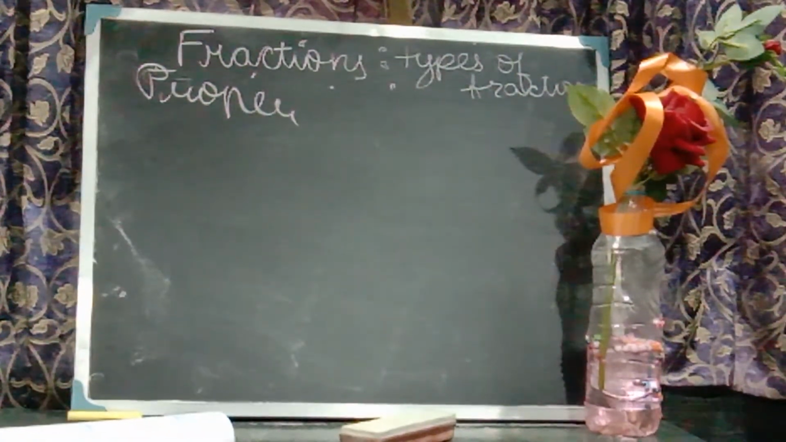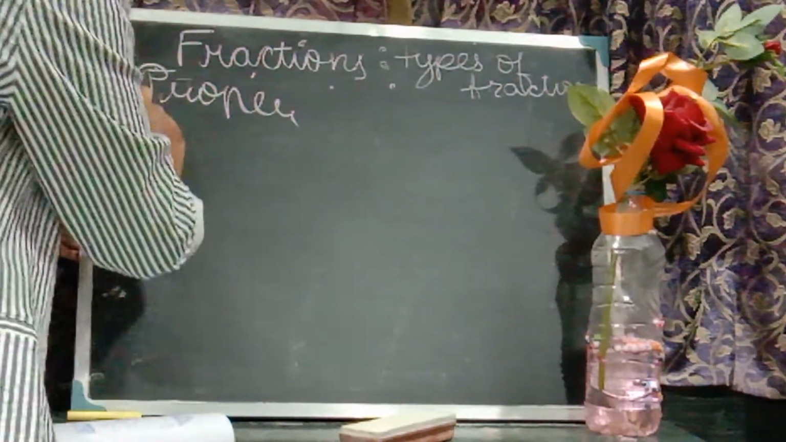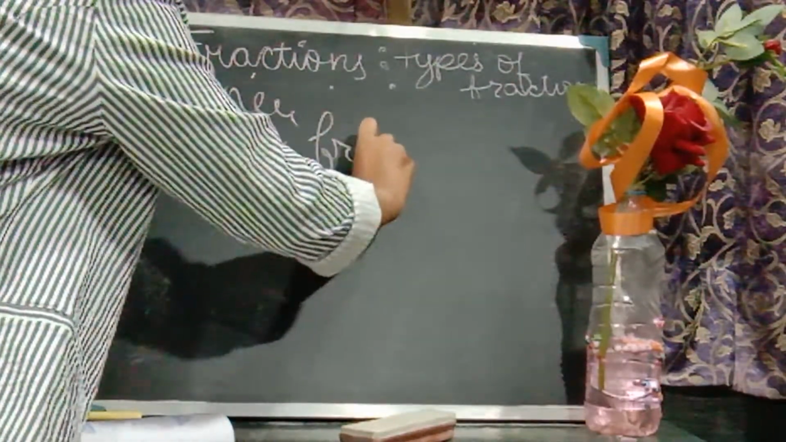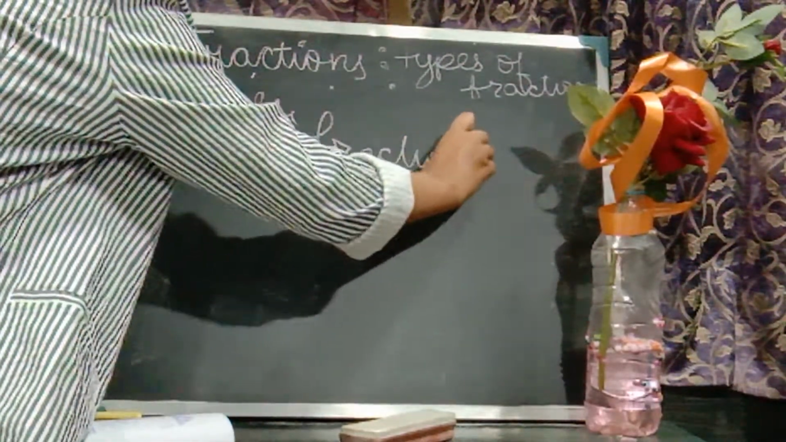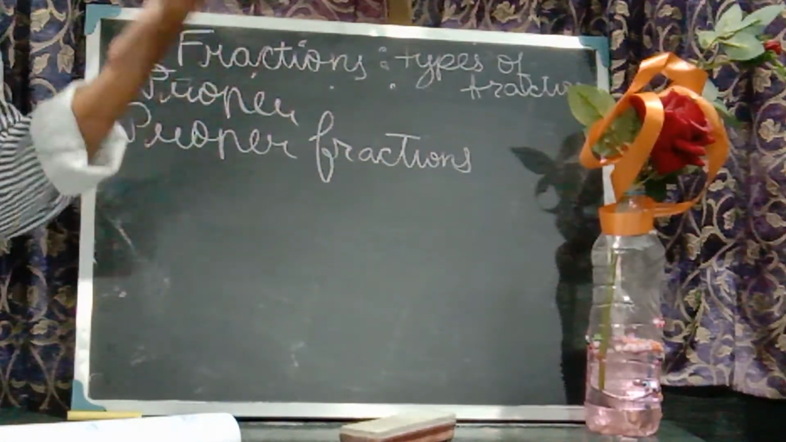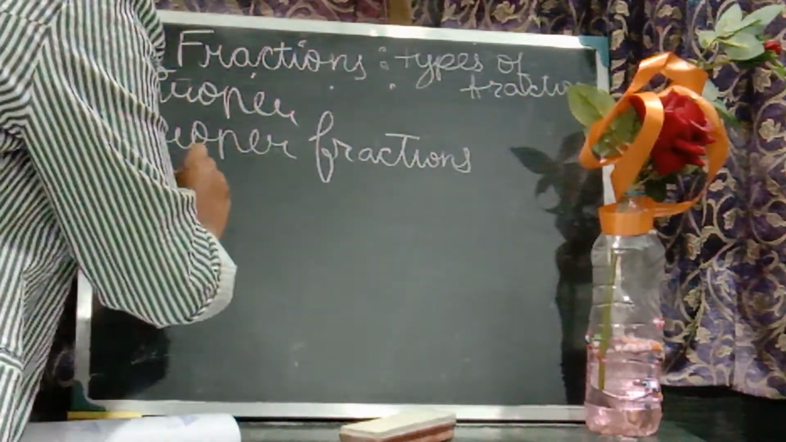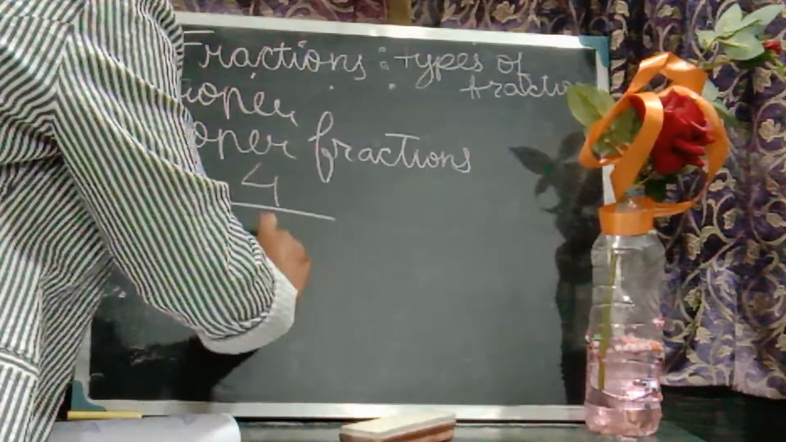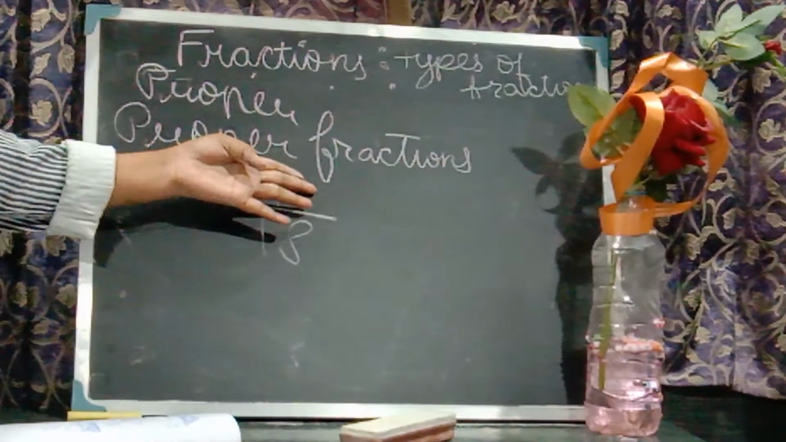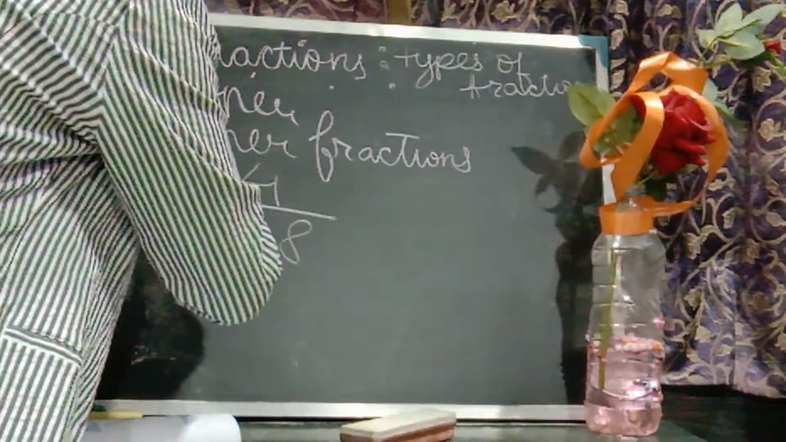So now we will learn about proper fractions. What are proper fractions? Proper fractions have a numerator that is less than the denominator. Just for example, I am writing 4 by 18. So the denominator is greater than the numerator and the numerator is lesser than the denominator. This is known as a proper fraction.